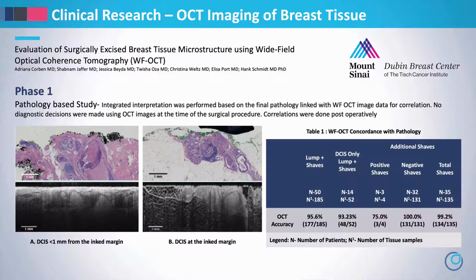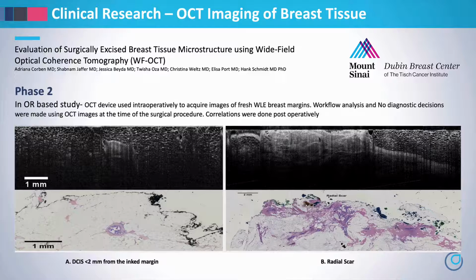We then extended this study for additional patients and moved the OCT imaging device into the operating room to explore its integration into operative workflow. Fresh images were acquired immediately following lumpectomy standard imaging using radiography. Workflow analysis was performed, but again, no diagnostic decisions were made using OCT images during surgery. Correlations with histology were again done postoperatively.